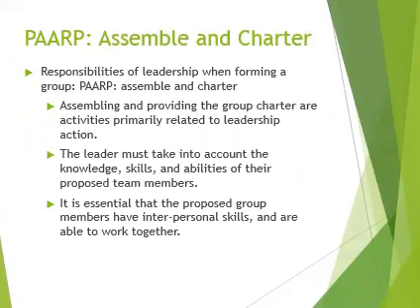All right, the next step in the PAARP is to assemble and charter. This is when you get the group together, and the purpose is to allow each group member to understand their roles and responsibilities. When assembling individuals for a team, the leader must take into account the knowledge, skills, and abilities of each team member. We talked about this in forming groups before. Knowing the members' knowledge, skills, and abilities is essential for group members to be able to work together. It doesn't do you any good to have individuals who are smart but cannot work together as a team. It is essential that the group members have the interpersonal skills to be able to work together.